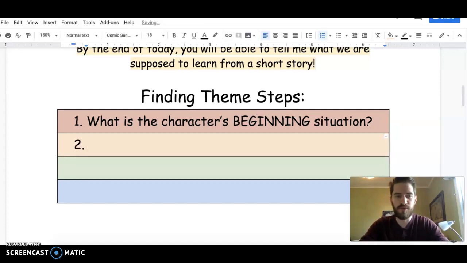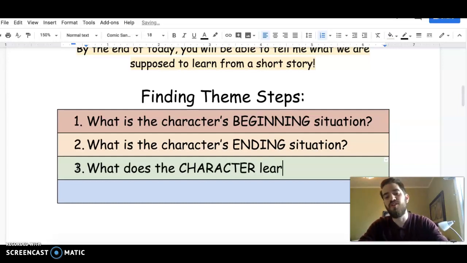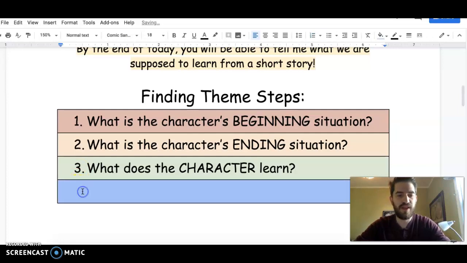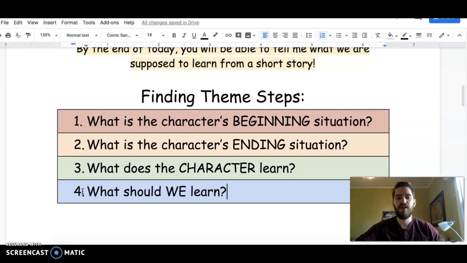Second one, see if you can beat my typing. What is the character's ending situation? At the end of the story, is it happy? Is it sad? What's it like at the end? Number 3, here we go. What does the character learn? And lastly, what should we learn from the story? We're going to follow all 4 of those steps in order to find the theme in our story.